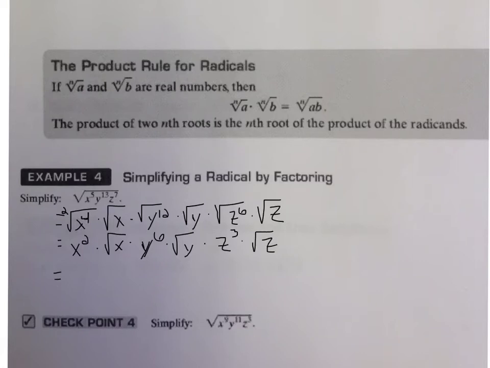The last thing you do is take anything you've already taken the square root of, and that goes out front. So we've got x squared, y to the 6th, z to the 3rd. Anything that's underneath the square root gets put together under one square root, so x, y, and z. Pause here, try your checkpoint. When you come back, I'll give you the answer.